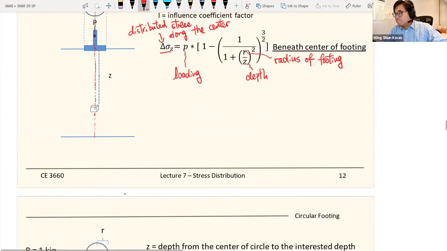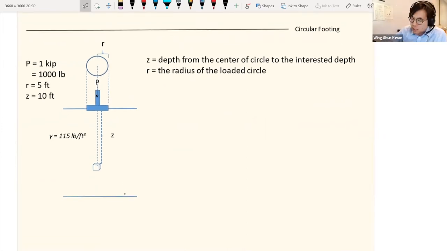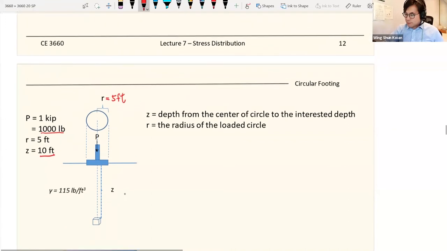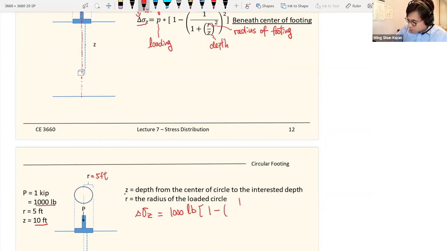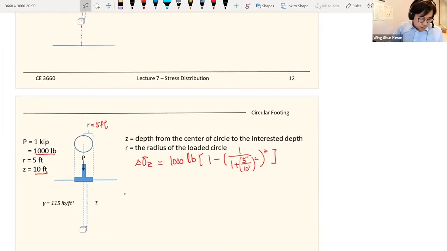So next is just a simple example. Assume we have 1,000 pounds loading again, and the size of the foundation is 5 feet of radius, and we're looking at a depth of 10 feet down. So if we plug in the equations and we want to find out the stress, the stress due to the surcharge will be equal to the loading times these factors.